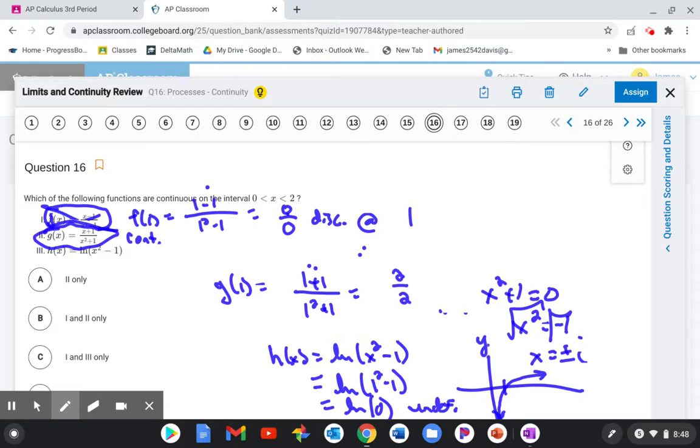And again, you wouldn't necessarily have your calculator for this question, so you couldn't have the luxury of plugging it in your calculator and seeing. If you do plug in natural log of 0, you'll see it says error domain, but you just need to know that you can't necessarily rely on that. So that would be discontinuous. So the only one that is continuous is number 2.